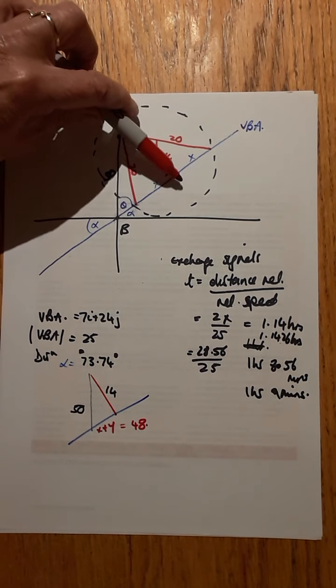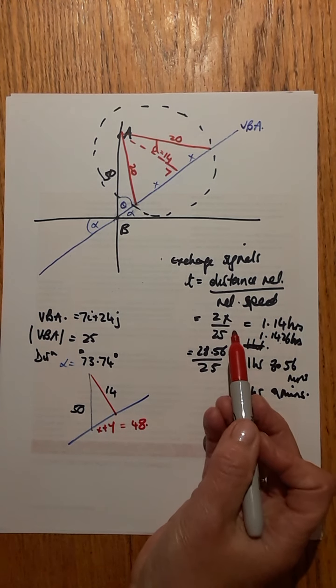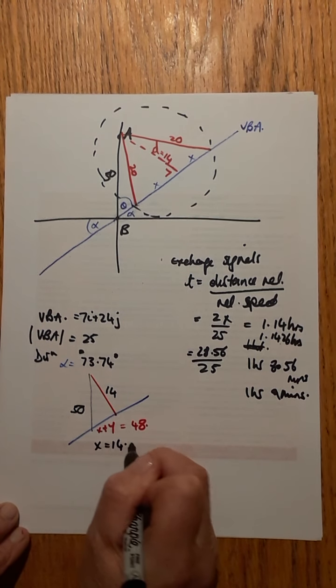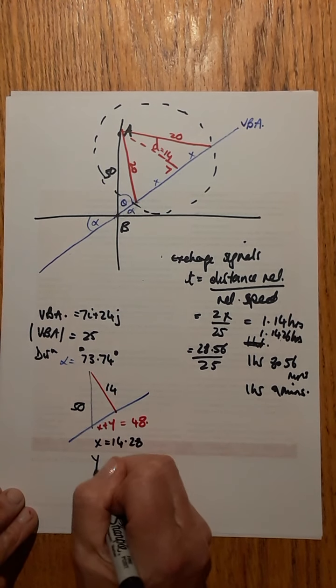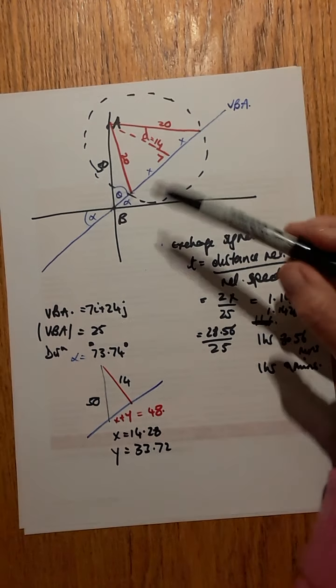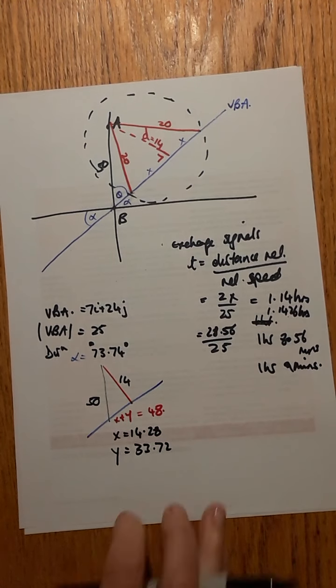Now we already know what this distance is. X's distance is 28.56, divided by 2, is 14.28. So x is 14.28, and x plus y is 48, which means that y is 33.72. So this little distance along that blue line is 33.72.